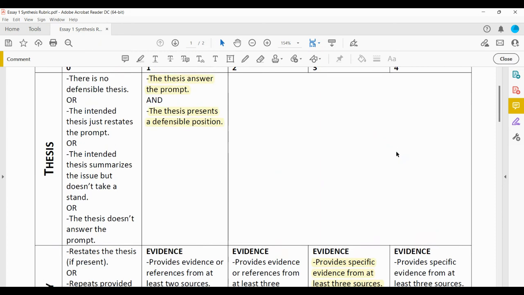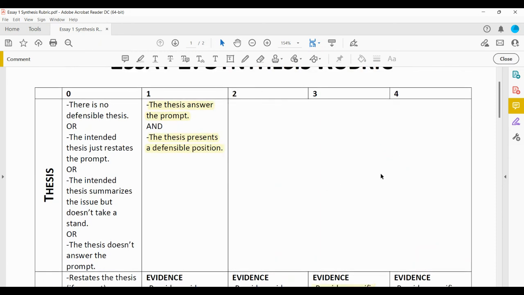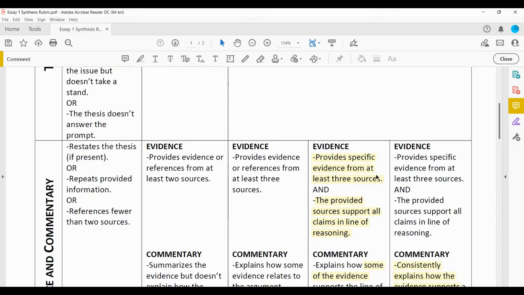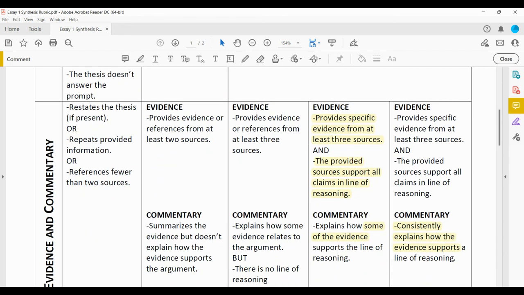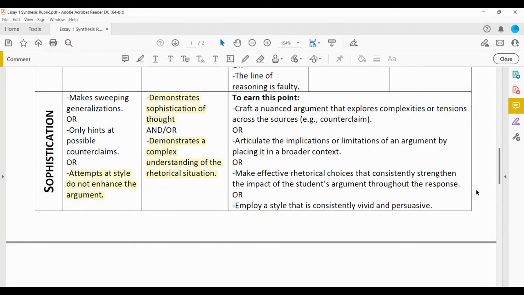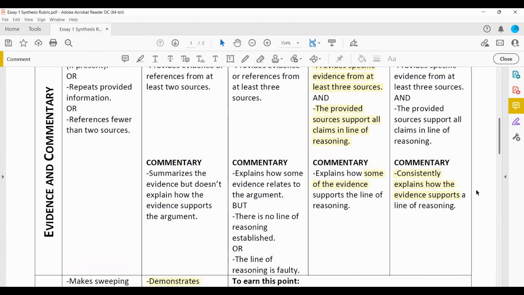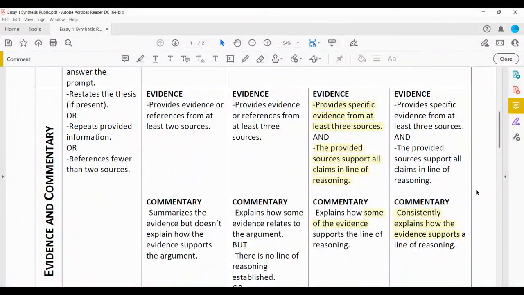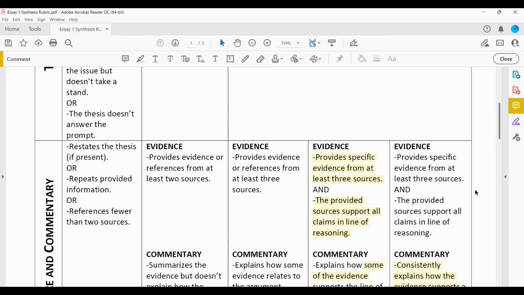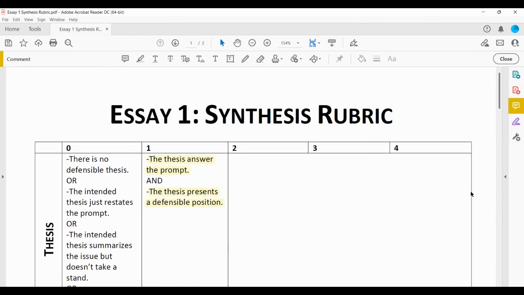Where do those points come from? Having a thesis that answers the prompt in a defensible way and using your evidence and your commentary to build your argument. Just forget about the sophistication point, okay? It doesn't exist. It's not a thing you have to worry about because you don't need to. 4 is your goal. 5 is absolutely achievable. If you get a 6, write about it in your diary. And that is your overview of the synthesis rubric.